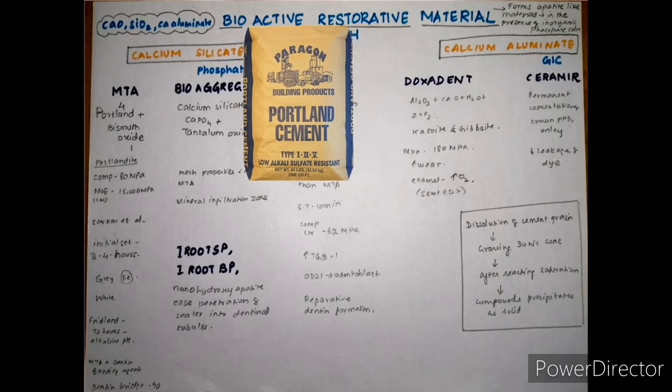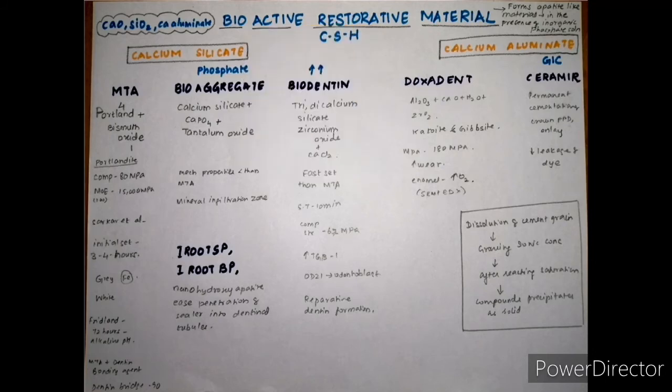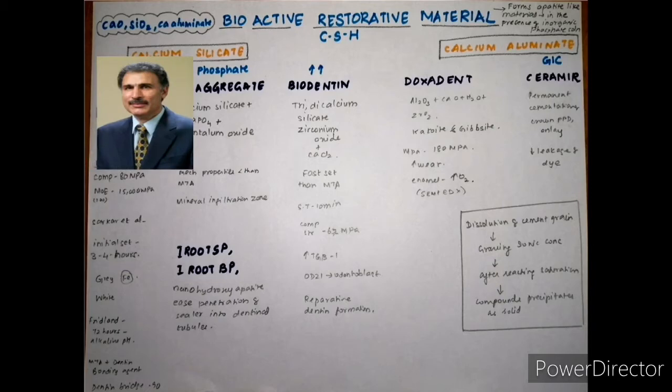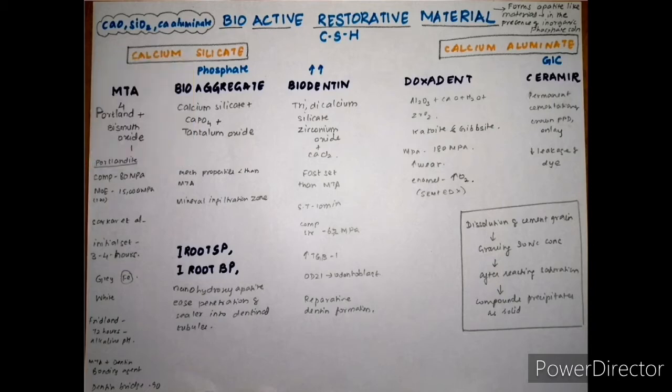MTA was introduced in the market based upon Portland cement. It was introduced by Torabinejad et al. in 1993. So the composition of MTA is Portland plus bismuth oxide in a 4:1 ratio. Bismuth oxide is added in order to enhance the radiopacity. When MTA is mixed with water, it forms portlandite. Its compressive strength is around 80 MPa and its modulus of elasticity is around 15,000 MPa.